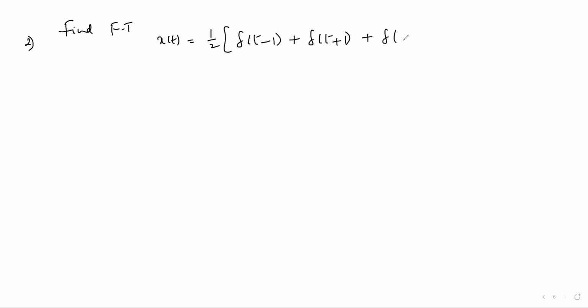Second question. Find the Fourier transform of x of t given as 1 by 2 del of t minus 1 plus del of t plus 1 plus del of t plus 1 by 2 plus del of t minus 1 by 2. What is the Fourier transform of this signal? Find x of omega.